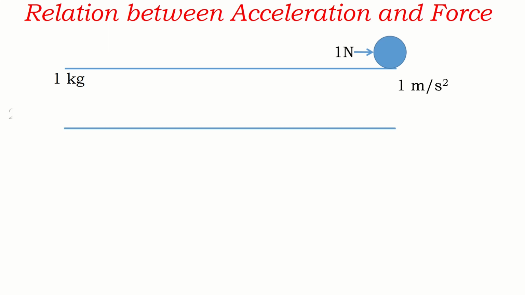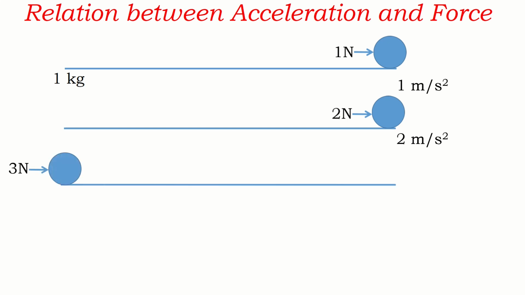Okay, now I want to repeat the experiment, but this time, if we apply 2 Newton force, then what happens? Its acceleration increases. That's why I'm showing a little fast motion. And acceleration is found to be 2 meter per second square. What does it mean? Every second, if its velocity increases by 2 meter per second, then the acceleration of the body will be 2 meter per second square. If we apply 3 Newton force on the same 1 kg mass, then what is found? Its acceleration is found to be increased. I am showing the motion faster to show that its acceleration is more, and its acceleration is found to be 3 meter per second square.